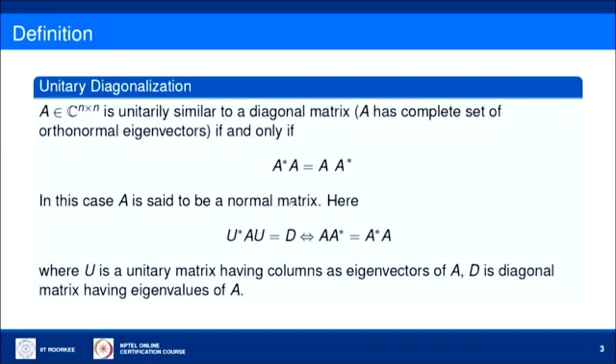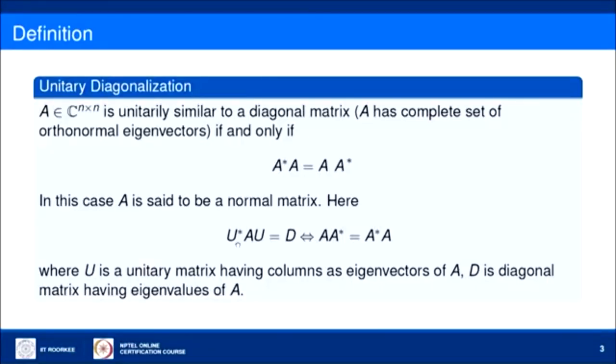So what I want to say is that a matrix is normal if and only if it is unitarily similar to a diagonal matrix. Means U star A U, where U is a unitary matrix having columns as eigenvectors of A, equals D, where D is a diagonal matrix. If U star A U equals D, then A will be a normal matrix, that is A A star equals A star A. And if A is a normal matrix, then A will be unitarily similar to a diagonal matrix.